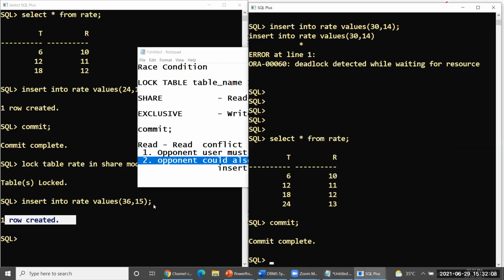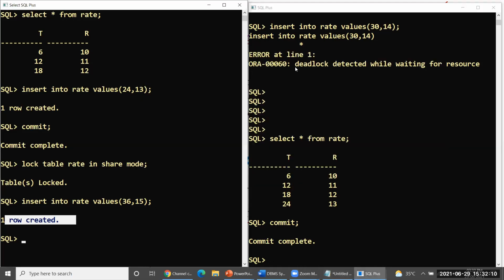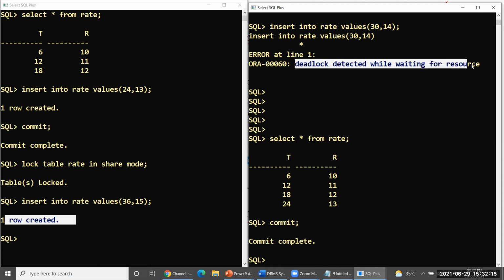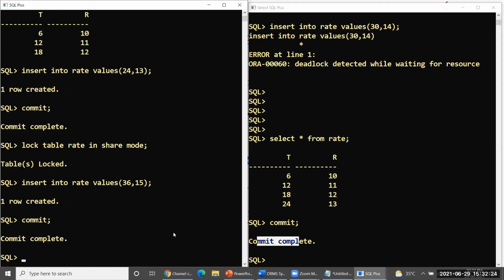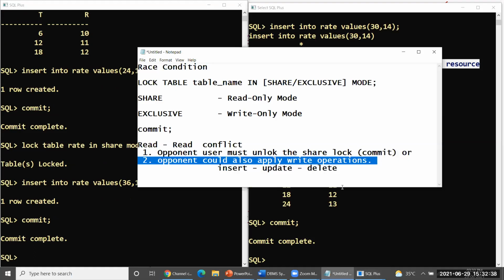Obviously the lock will be released here. So it is showing a message: deadlock has been detected while waiting for the resource. Okay, so here it is, commit is over, and here also let me operate commit again. Now, oh, the time is over. So I hope that you do understand how deadlock gets detected. This is the way to get the deadlock kind of issue here.